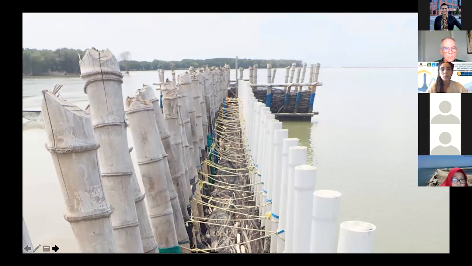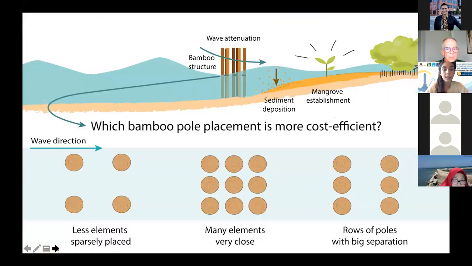But then we don't really know which of these different designs may be more efficient and particularly would allow to save costs for materials. So basically we said a number of possibilities. We said, okay, we have a number of bamboo poles and we can place them in different ways. Which placement is more cost efficient?